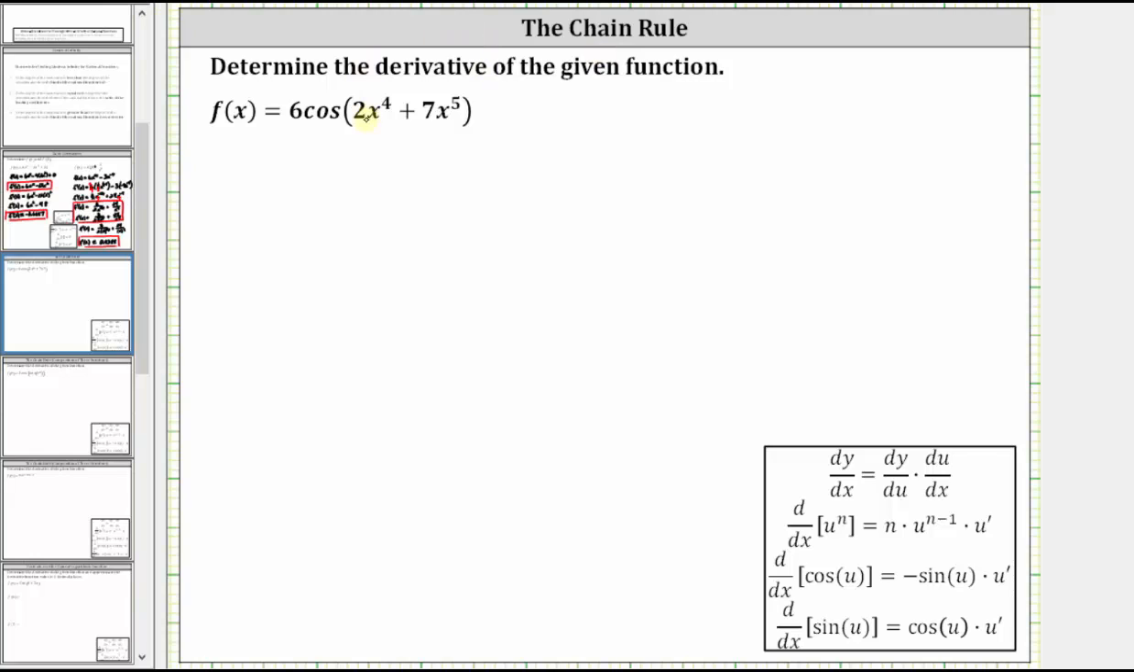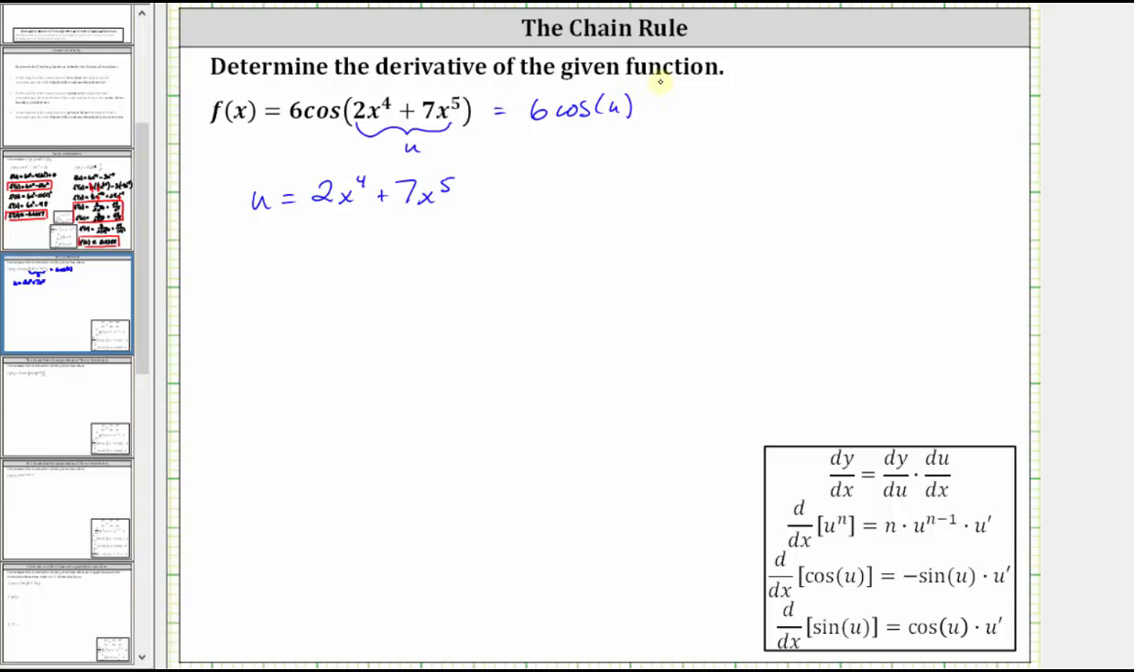For our function, the inner function is 2x to the fourth plus 7x to the fifth, and the outer function is the cosine function. Below we have the formulas with the chain rule built in, where the derivative of cosine u with respect to x is equal to negative sine u times u prime. So notice how u is the inner function, which in our case is 2x to the fourth plus 7x to the fifth. So again, we have u equals the inner function of 2x to the fourth plus 7x to the fifth, which means now we can think of the original function as just 6 cosine u.